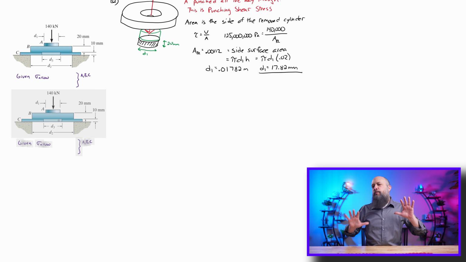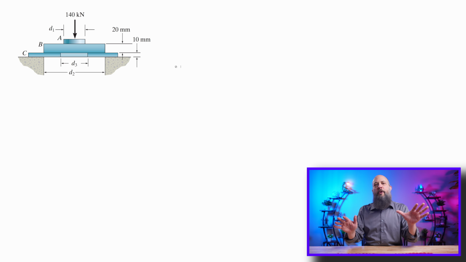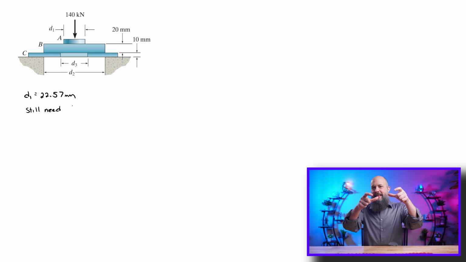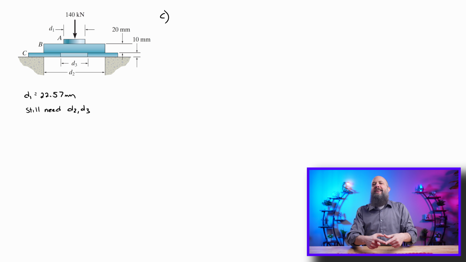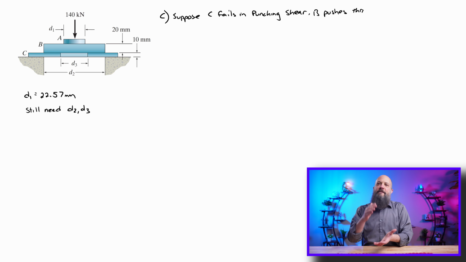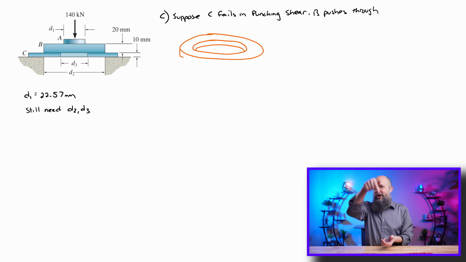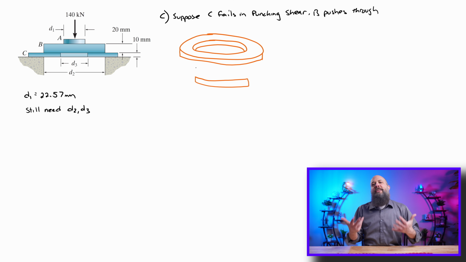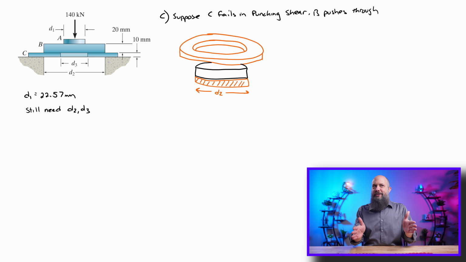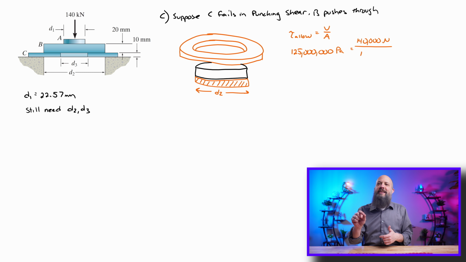All right, let's do this same punching shear example one more time to drive it home, but with part C. So suppose that B drives all the way through C, and again, just removes that whole slug of material from C. Again, V over A, the same force is everywhere, the same 140 kilonewtons pushing down and up, but the surface area now is going to be the circumference using diameter 2, and the height, that 10 millimeter thickness. We get a value now, D2, 35 millimeters.